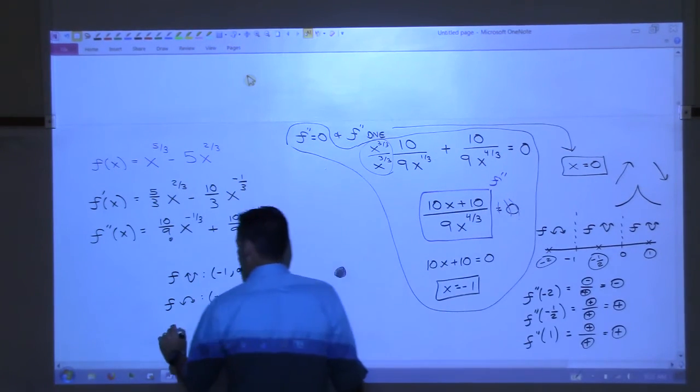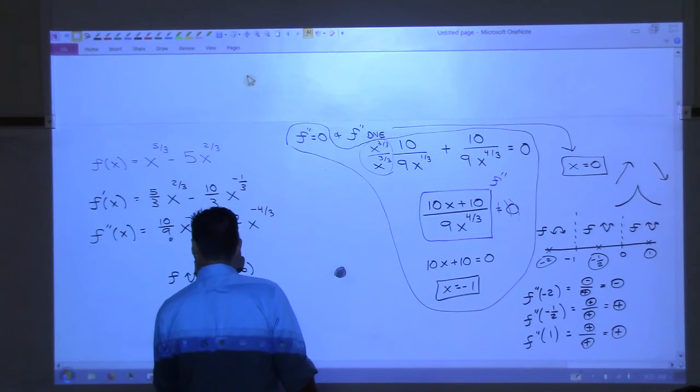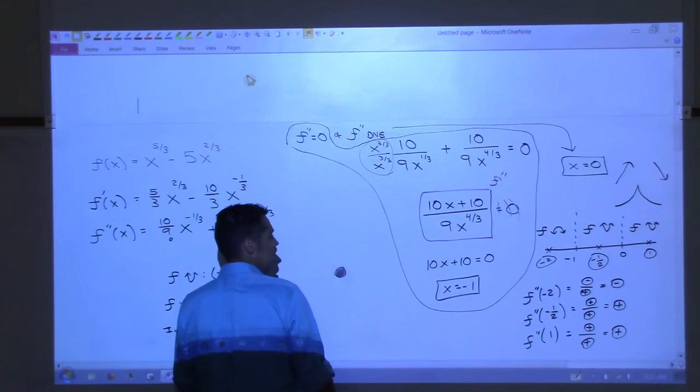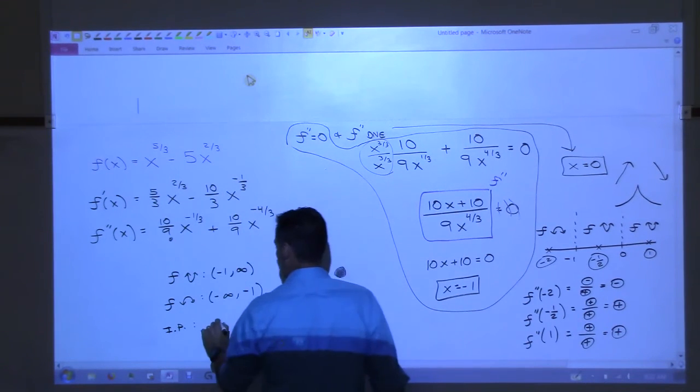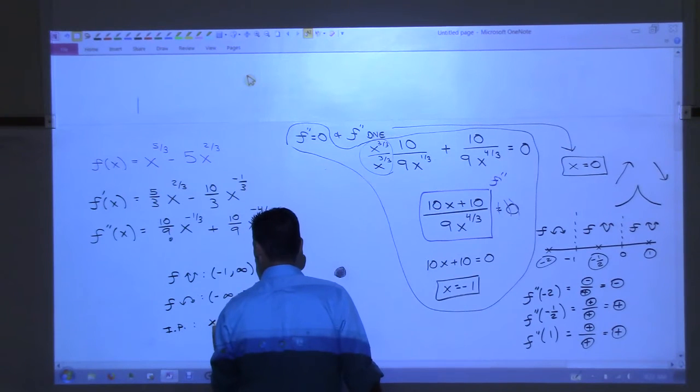So we have an inflection point. I'll just put IP for inflection point, and we just put the x value. You don't have to actually plug it into the function. If you'd like to, you can, but you don't have to. So x is -1 would be our inflection point.